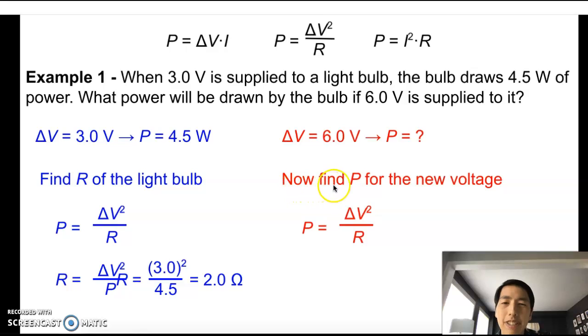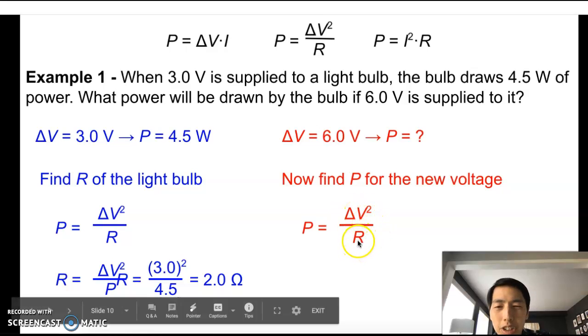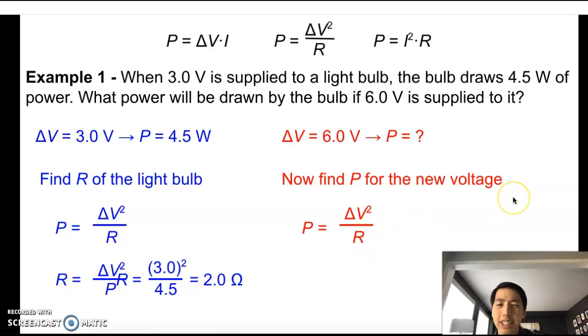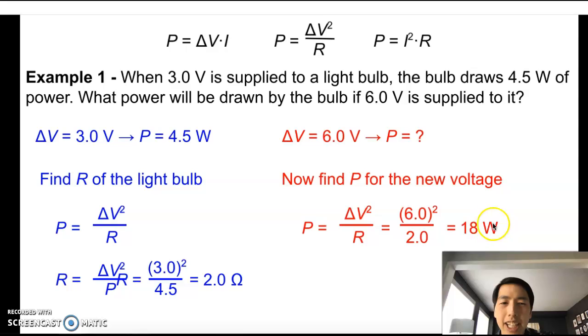Okay, so now I can find the power for the new voltage, which is 6 volts, which I'll plug into here. And now I can also plug in the 2 ohms that I calculated previously and calculate it out, and I get 18 watts. All right, so there's example 1.